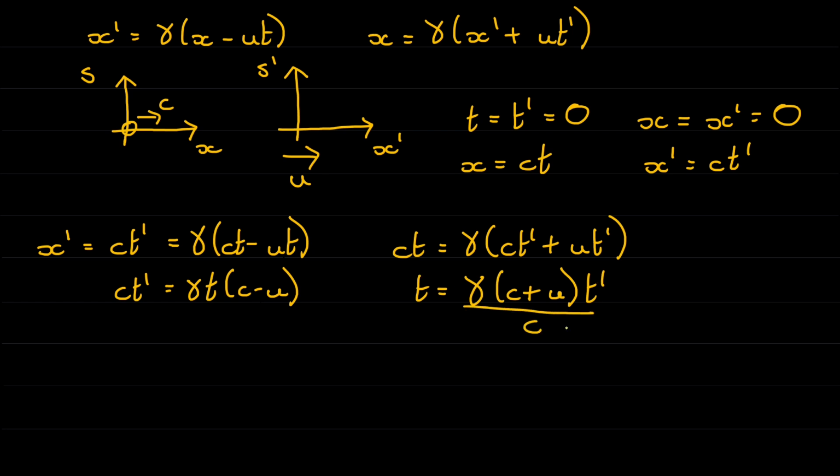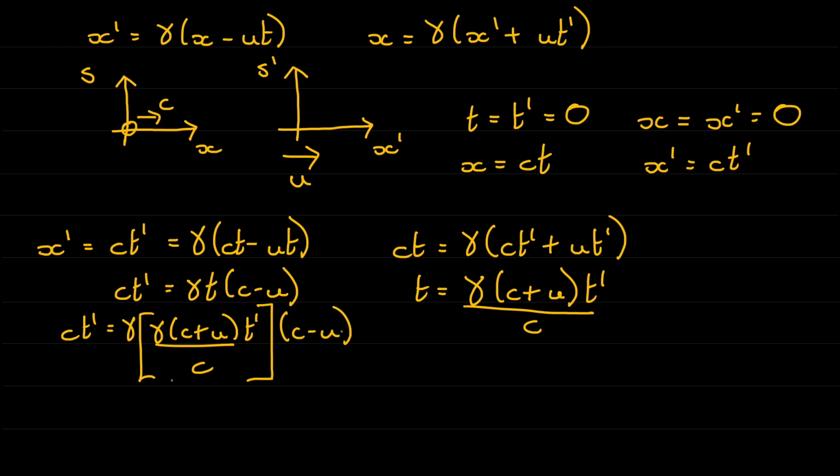I can then substitute this equation into this equation here. So we'll have that ct prime is equal to gamma, then t comes from here. So we have another gamma into c plus u over c, t prime, and then we've got c minus u. So this looks a bit messy, but actually we can do a lot of simplification. We can get rid of the t primes from both sides. We can get rid of the c and make that a c squared up here. And of course we're going to have a gamma times a gamma, which makes a gamma squared.